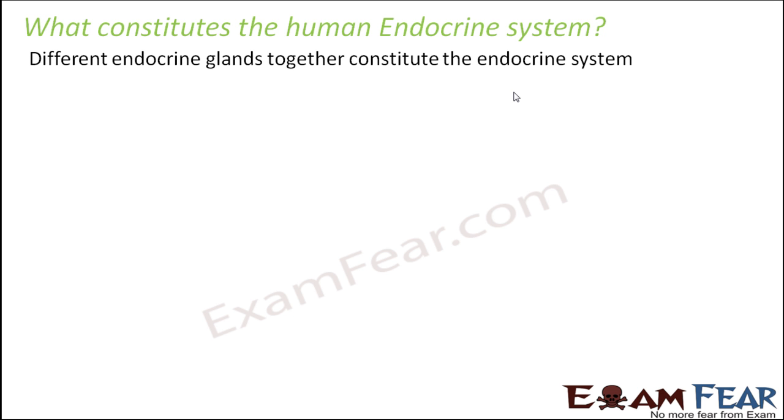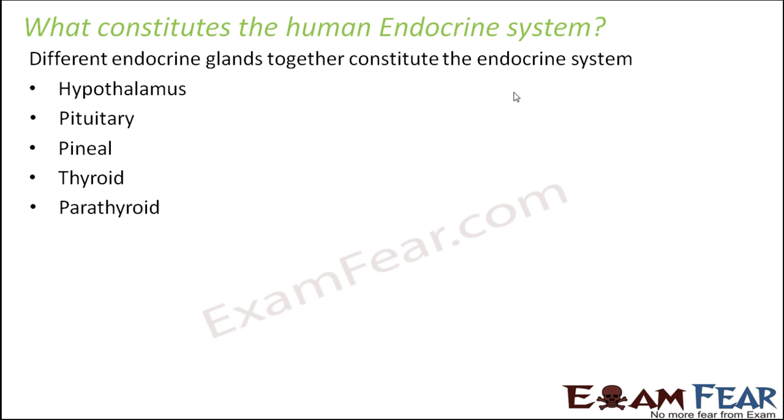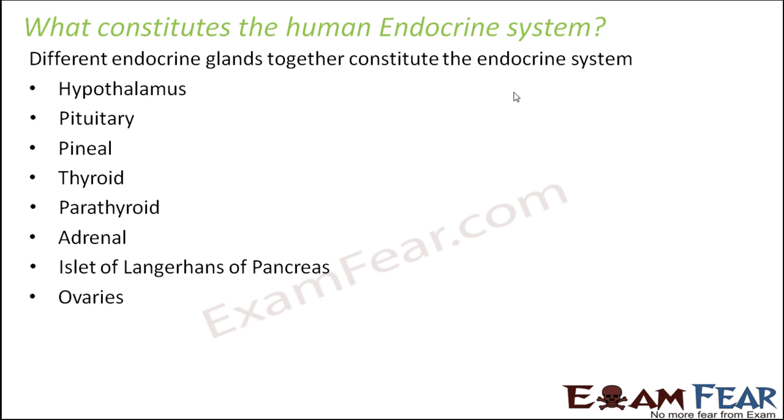Different endocrine glands together constitute the endocrine system. Some of the important ones are hypothalamus, pituitary, pineal, thyroid, parathyroid, adrenal, islets of Langerhans of pancreas, ovaries, and testes. These are the important endocrine glands. Please remember that not all of them are only endocrine glands. Pancreas, ovaries and testes are different organs of the body. Ovaries and testes are the main reproductive organs of the human body. Similarly, pancreas is not specifically an endocrine gland. Some part of the pancreas is exocrine, some part is endocrine.